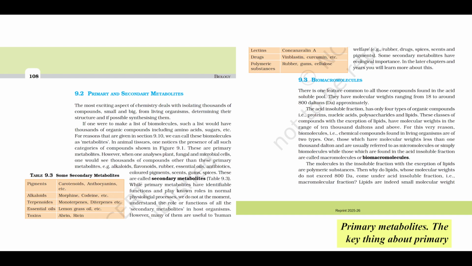Primary metabolites. But the key thing about primary metabolites is that they have clearly identifiable functions. We know what they do. They play known direct roles in the normal physiological processes of an organism, things essential for growth, development, reproduction. Glucose for energy, amino acids for proteins, nucleotides for DNA. These are all primary. You find them in pretty much all living cells, certainly in all animal tissues. Essential for basic life functions.